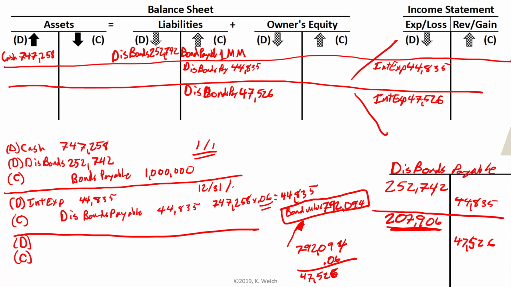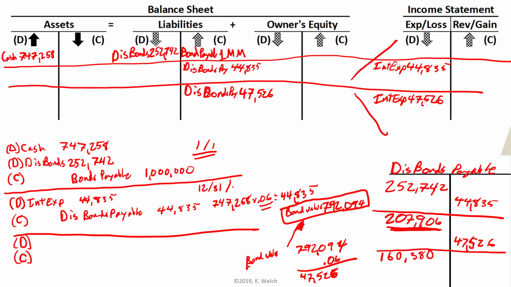Eventually, it'll amortize the complete amount off of the discount on bonds payable. So let's go ahead and get the net balance of these bonds for the end of that second year. So we have that 47,526, and we take that from our balance on our discount on bonds payable, the 207,906. We end up with 160,380. And that's our net balance of our discount. And if you want the bond value at the end, it's going to be net that 160,380 equals our bond value at the end of the second period.